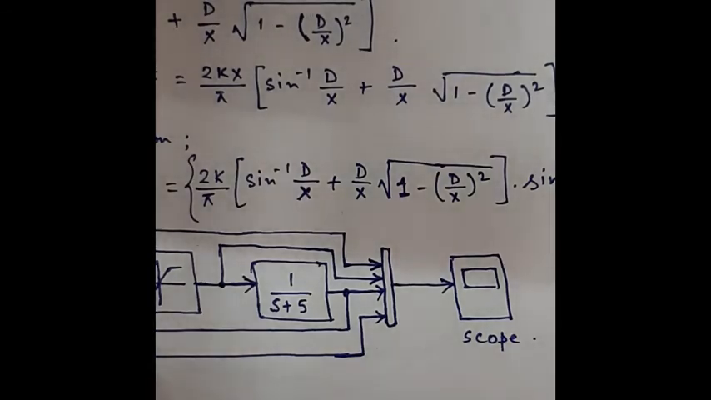So if you draw this block diagram in MATLAB Simulink and run the program, then you can easily observe the characteristics or the nature of the signals from this scope or output block.